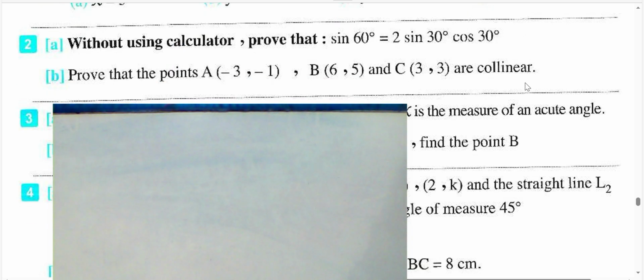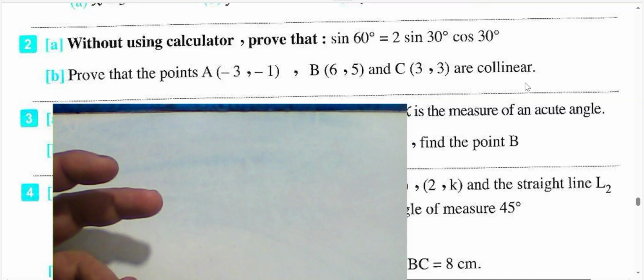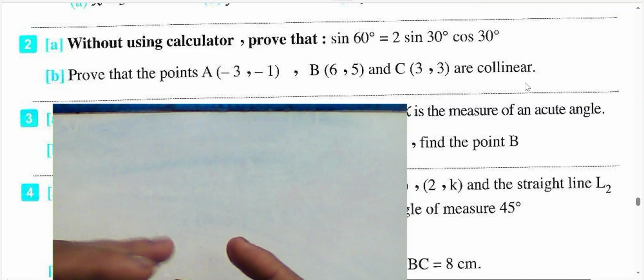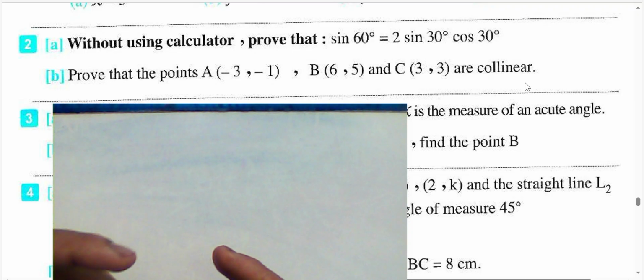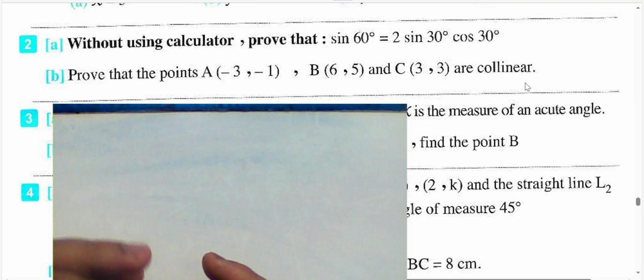Prove that A, B, C are collinear. We have two methods to prove that. First method, we can find the slopes: slope AB and slope BC, and if the slope of AB equals the slope of BC, then A, B and C are collinear. Or we can find the lengths of AB, BC, CA, and if the longest side equals the sum of the smaller sides, we call it collinear. I will solve this example by finding the slope.